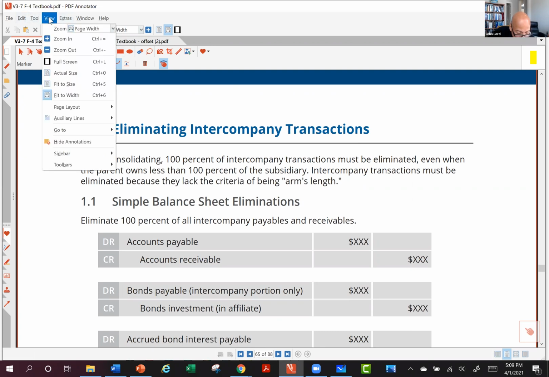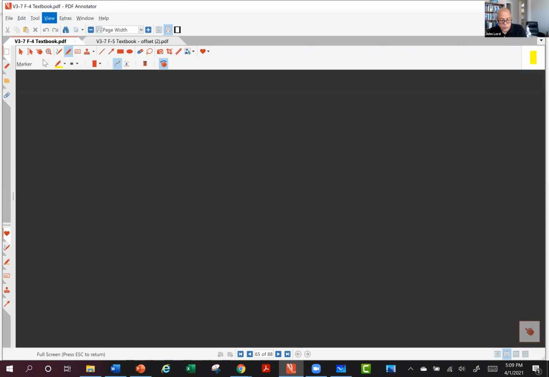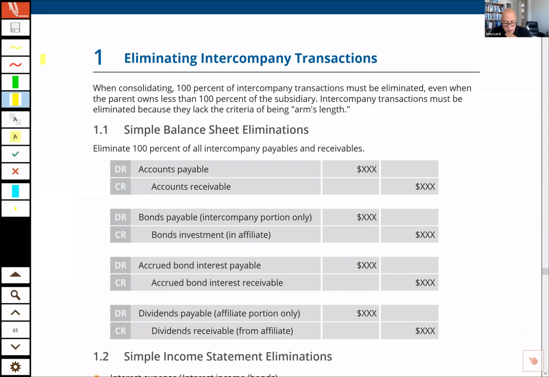Of course, I've got to set my view here to full screen. All right, so these are pretty easy, guys. I want you to flashcard them, but they are not hard to understand. If you have intercompany receivables, you eliminate 100%. Intercompany payables and receivables are eliminated 100%, the entire amount.